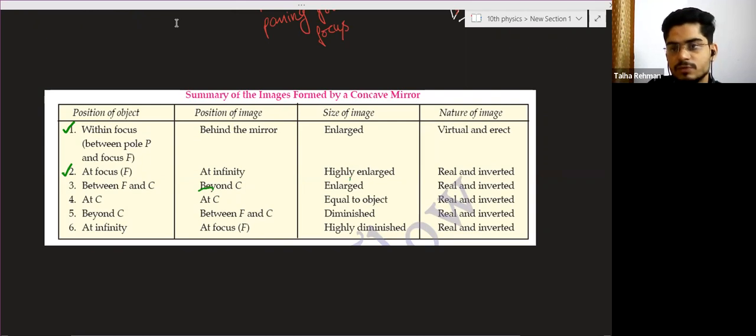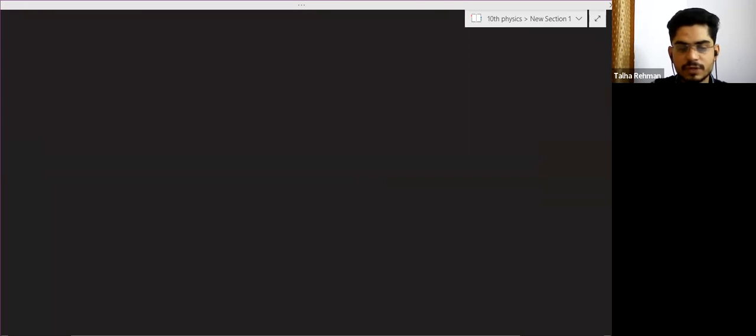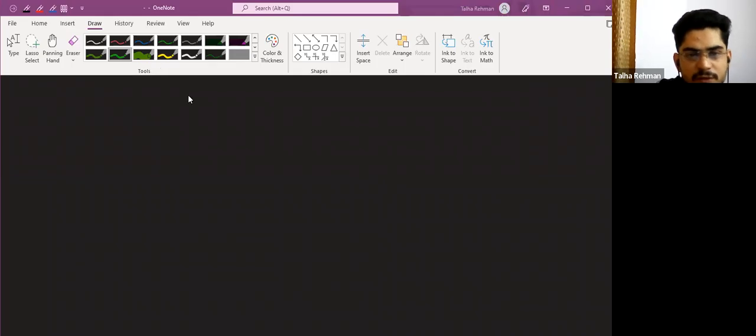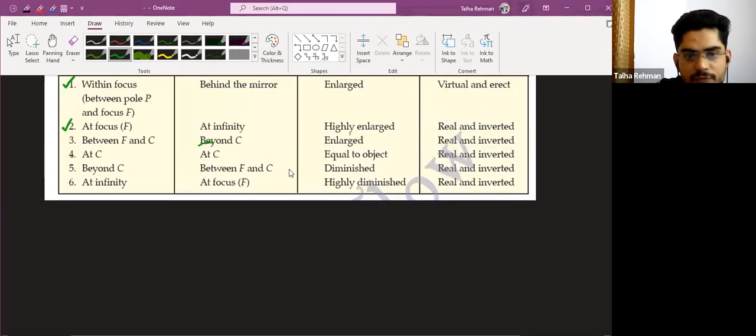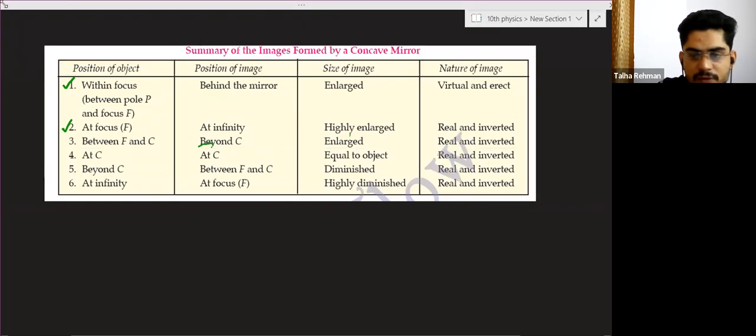Now we will move towards the numerical portion, and for that we should know the sign convention. And I am writing some of the uses of concave mirror.